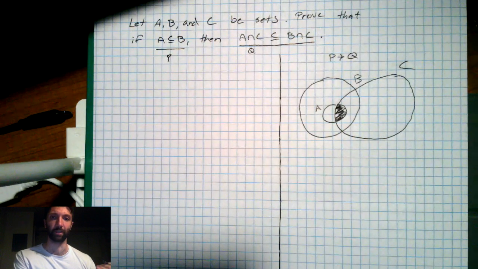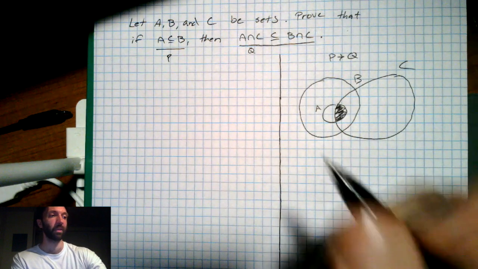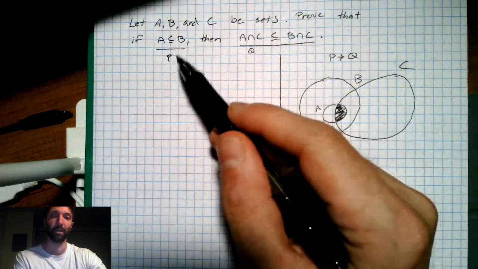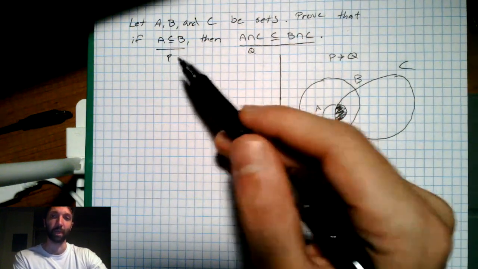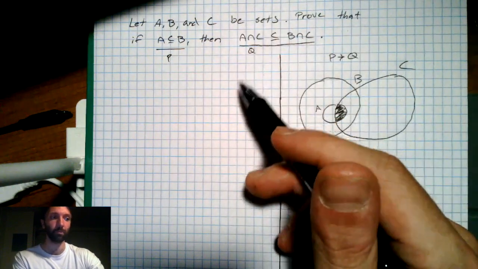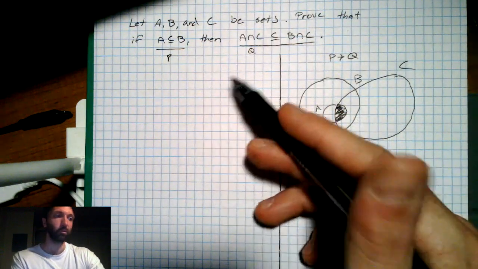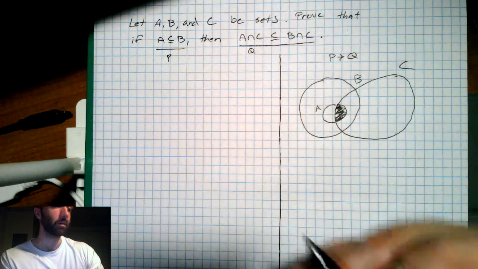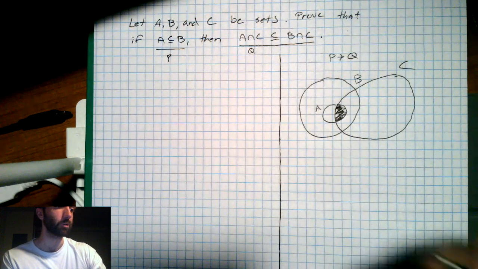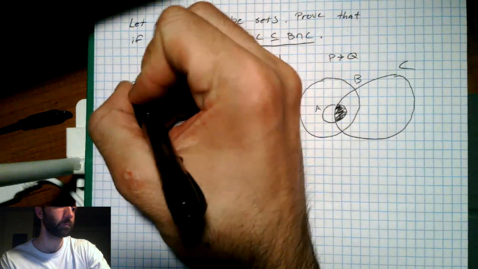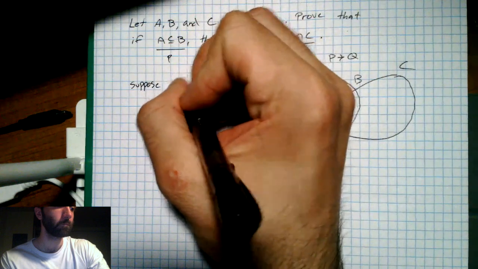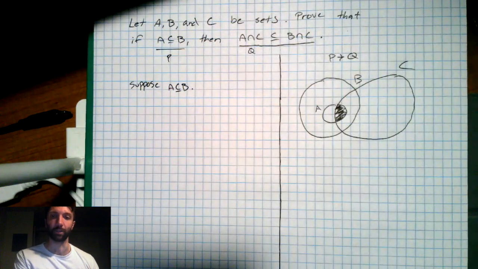So today we're using a technique called direct proof. And how direct proof works is you suppose that P is true. You suppose that the hypothesis is true. And then you prove that Q follows as a result. And so that's the first step here, is to suppose that P is true. Okay, so we're going to go ahead and suppose that A is a subset of B.